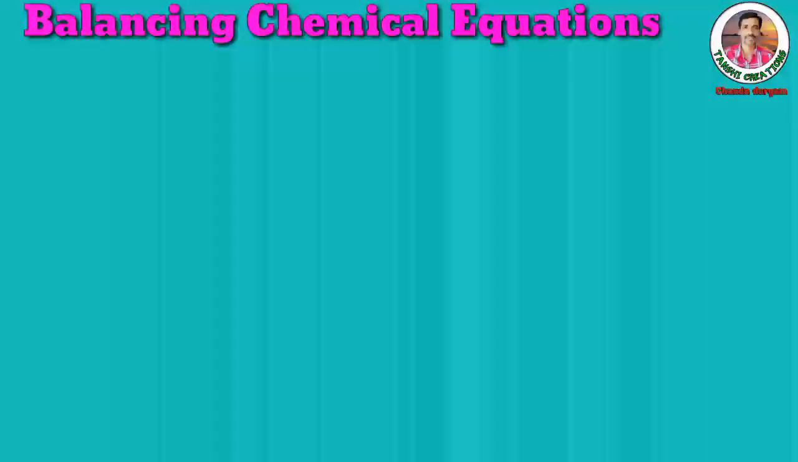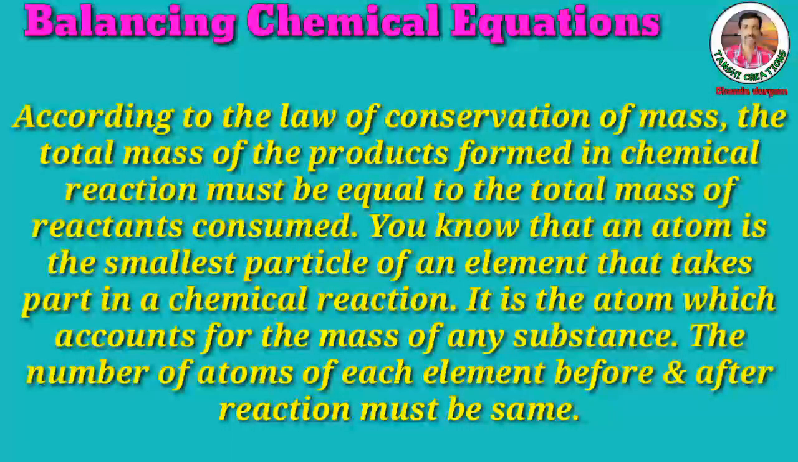Now we will learn how to balance chemical equations. Before learning this, we have to know some important points. According to the law of conservation of mass, the total mass of the products formed in a chemical reaction must be equal to the total mass of the reactants consumed. You know that an atom is the smallest particle of an element that takes part in a chemical reaction. It is the atom which accounts for the mass of any substance. The number of atoms of each element before and after the reaction must be the same.